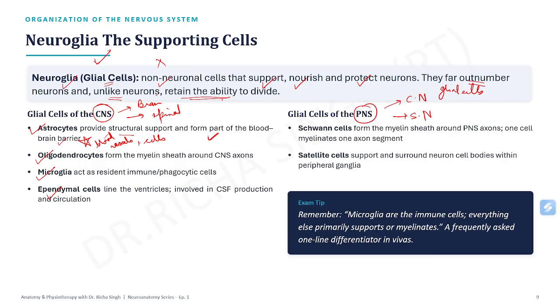Oligodendrocytes, on the other hand, are responsible for production of myelin sheath across the CNS axons. They will produce myelin sheath along with Schwann cells. They will assist the Schwann cells in production of the myelin sheath around the neurons. Microglia, on the other hand, act like resident immune or phagocytic cells.